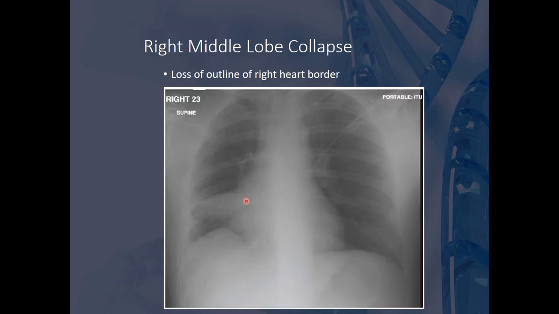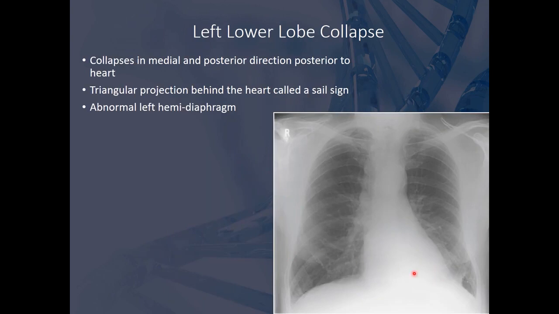Middle lobe collapse here, distinguishable because it's more radiodense right in the middle. Lucency below and above. Left lower lobe collapse, similar to the right side. You're going to see the abnormality with the diaphragm and the angle.